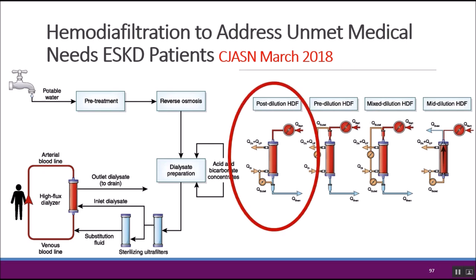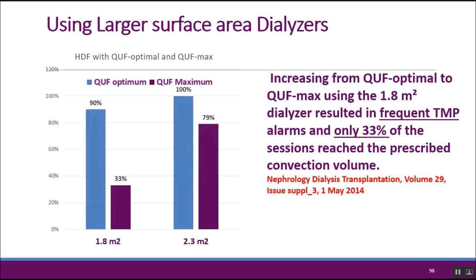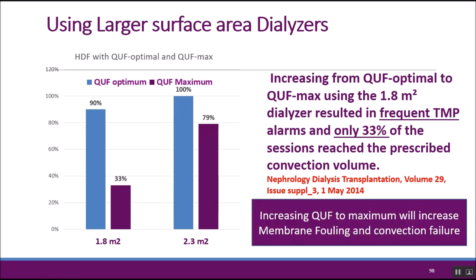With post-dilution, hemodiafiltration is used in the majority of cases. You can use larger surface area dialyzers, and this improves the hemodiafiltration therapy. Surface area beyond 2.0 can improve the quality of hemodiafiltration, and increasing QF to maximum will increase the membrane fouling and the convection failure. So patients who achieve high convection volume probably need bigger dialyzers.